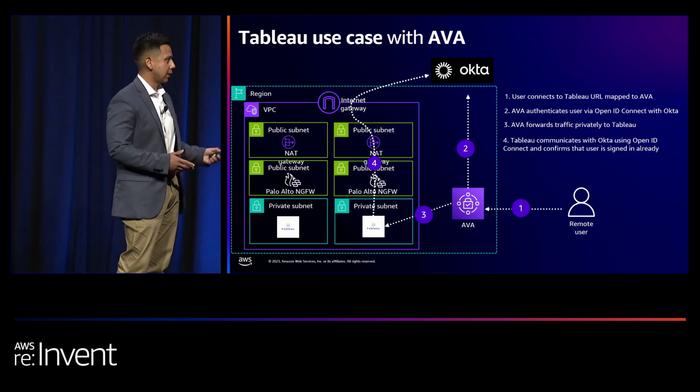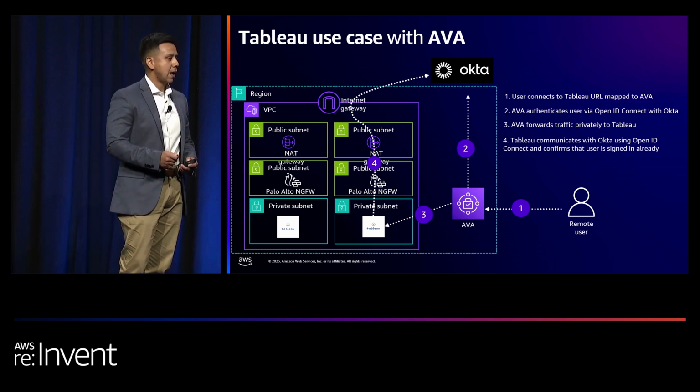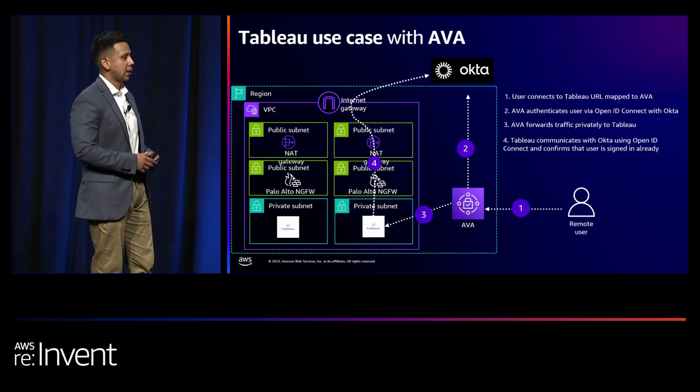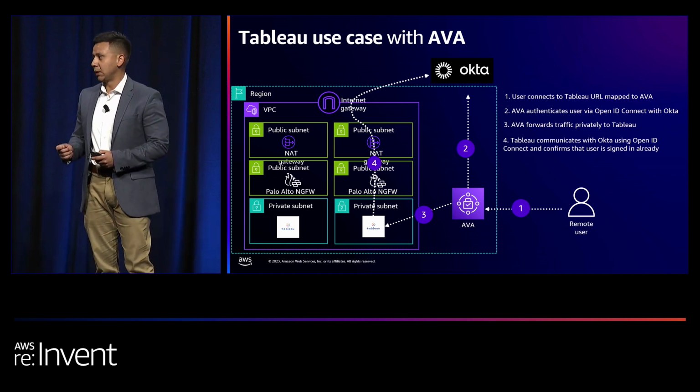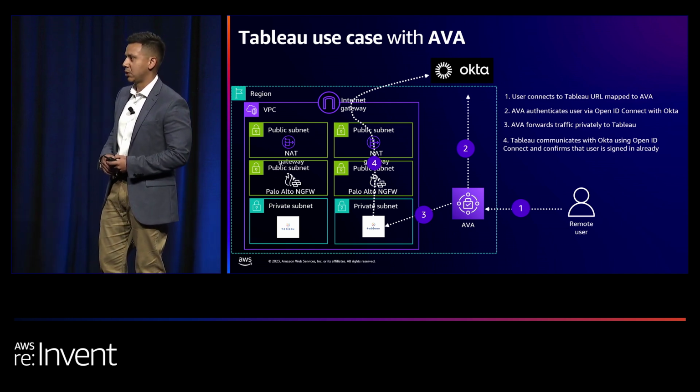Now, I do want to highlight that the Tableau server and AVA are both pointing to the same client in Okta, in the IDP, but both Tableau and AVA have their unique secret to decrypt the authorization code and the JWT token.